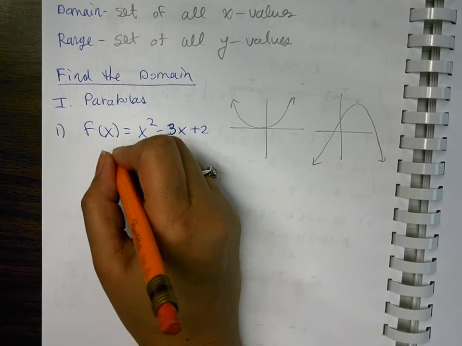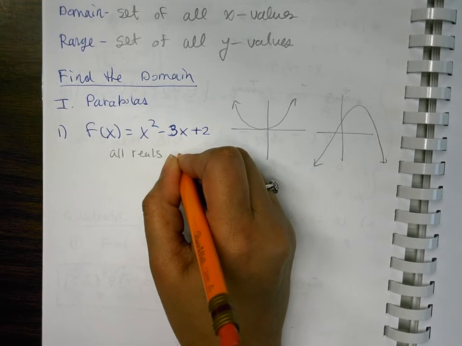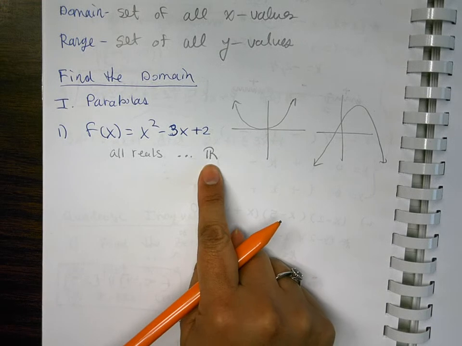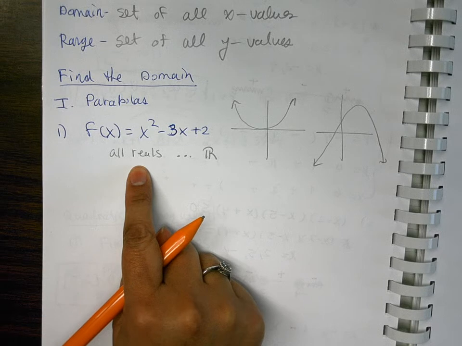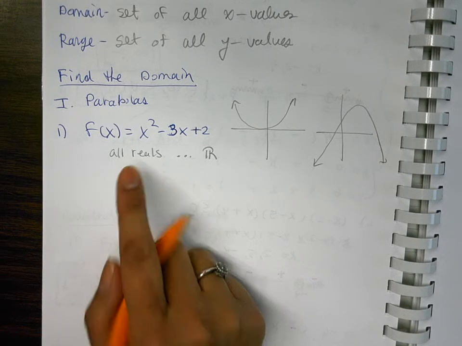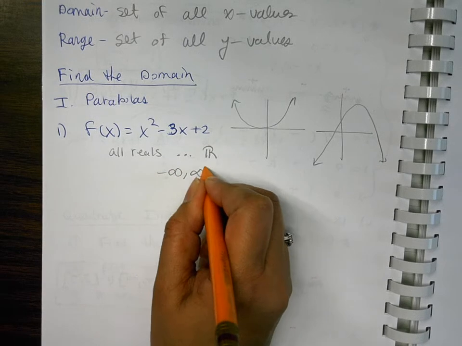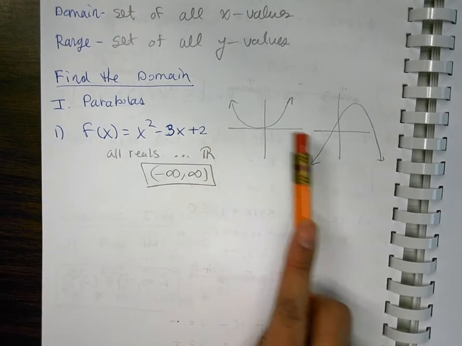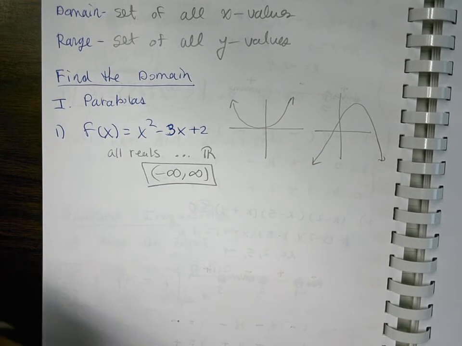Domain. Domain is what? You guys said it. All reals, all x values. Do you guys remember this shorthand? I will tell you this. You should know that this means all reals, but we're going to write it in interval notation. So how does all reals look in interval notation? Negative infinity to infinity is the answer. Now, that is true for all parabolas that open up or down. It doesn't matter how wide, thin, where the vertex is. Do we all agree?